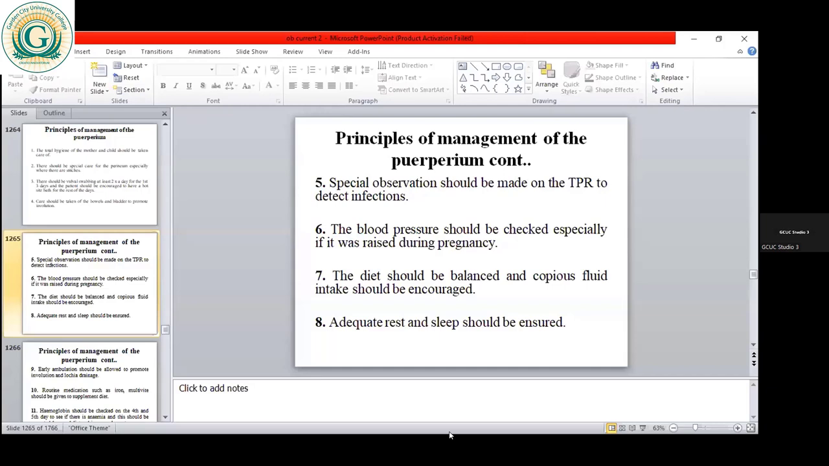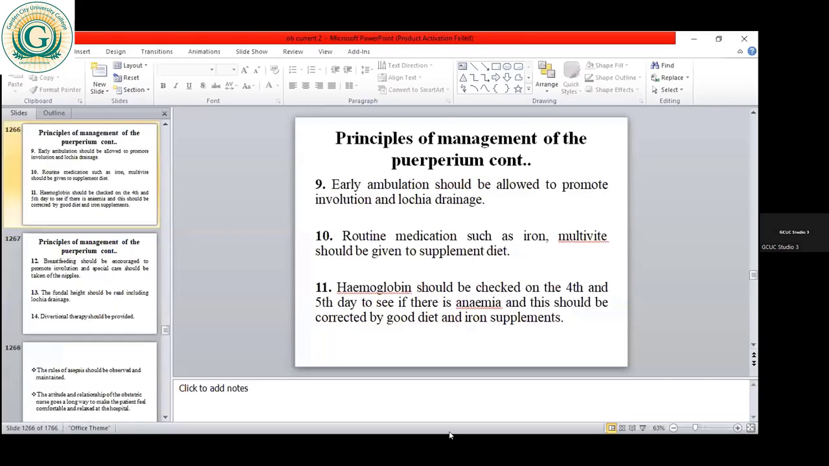The diet should be balanced. You should eat well. Adequate rest. Let the woman rest. Let the woman sleep. And ambulation: let the woman also walk about. Ambulation is very, very important.